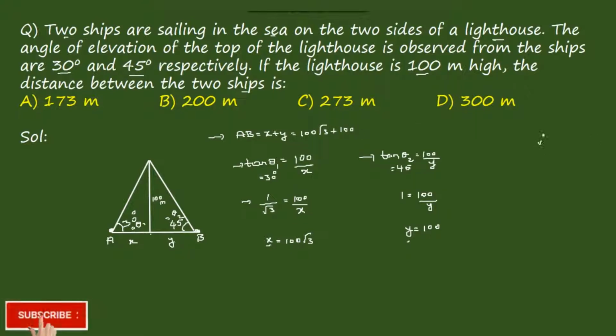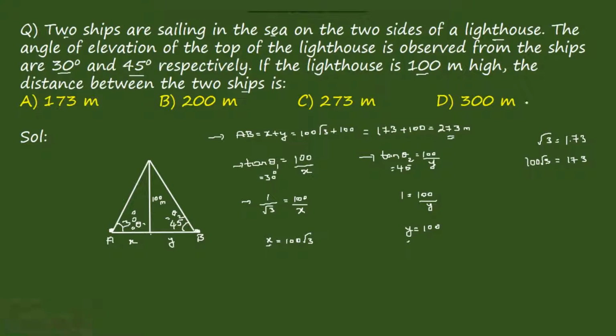But we know that root 3 is almost equal to 1.73, right? So if you multiply 100 into root 3, it is equal to 173, right? Then it becomes 173 plus 100, which is equal to 273 meters. So the distance between the two ships, x plus y, is equal to 273 meters. So the answer is option C.